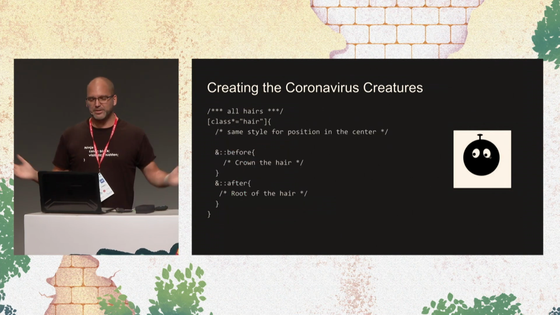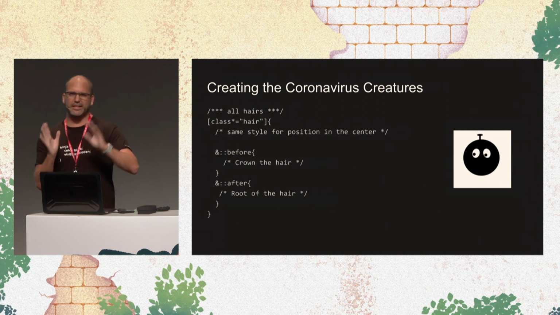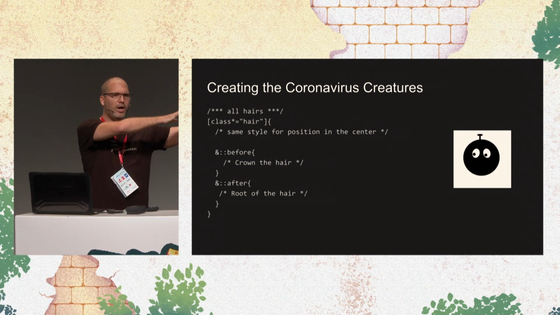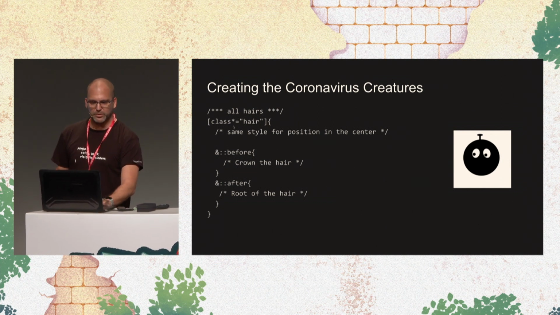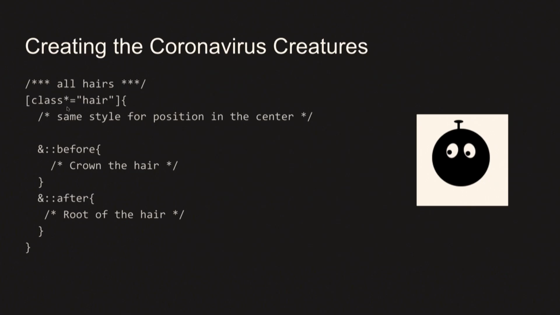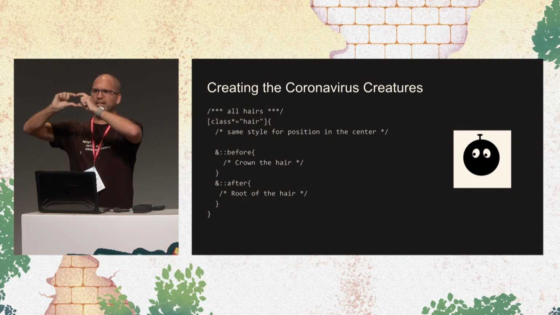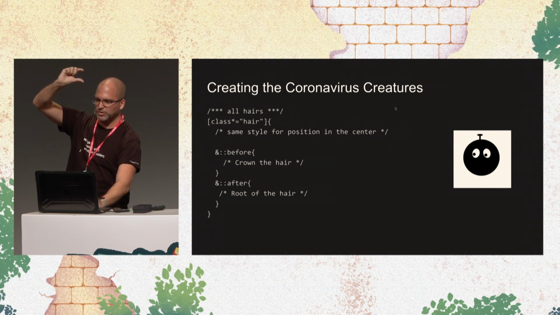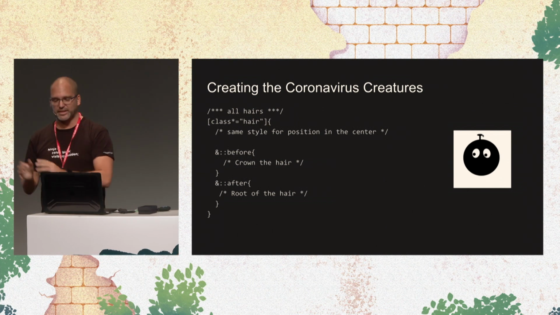To create the hairs of the coronavirus creature, I needed to select all the classes between R1 and R12. Again, I'm using the attribute selector with the star character, and I'm creating each hair from 2 boxes, using the before and after pseudo elements. The root of the hair is the after pseudo element, one box that I'm putting at the bottom, and the crown of the hair is another box that I'm putting above. To create a circle shape, I just give it border radius of 50%.